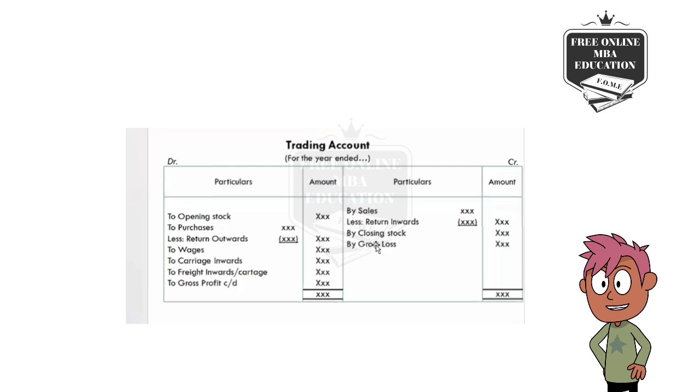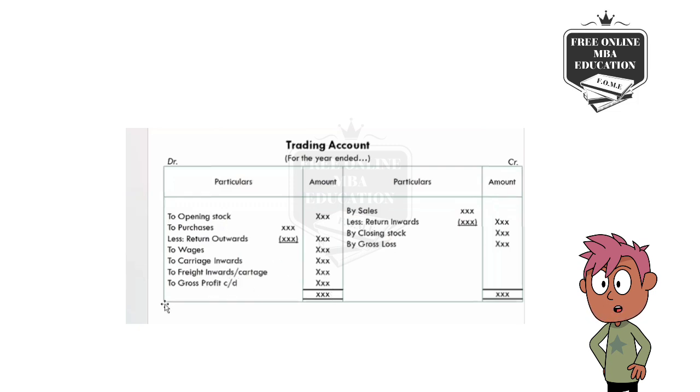Gross loss or gross profit, either of the two will be there. It's not going to be that we have gross loss as well as gross profit. Now we will get either gross profit or gross loss. At the credit side, we need to take the total. Take this total to the debit side, and from this amount, deduct all the above items. Whatever balance you receive, you will get gross profit carried down. So this is gross profit.